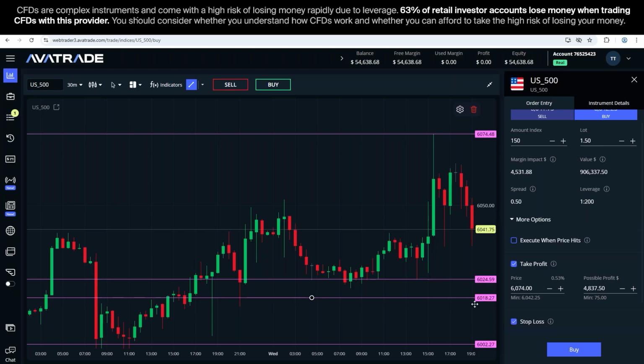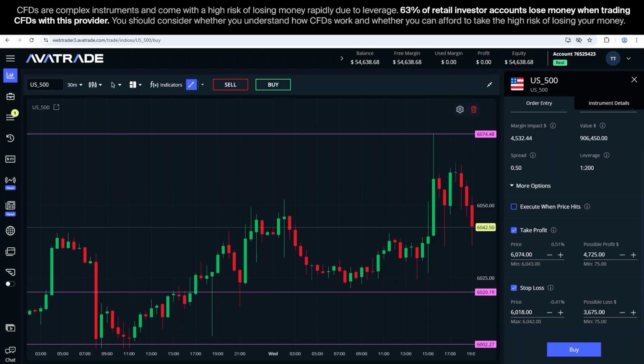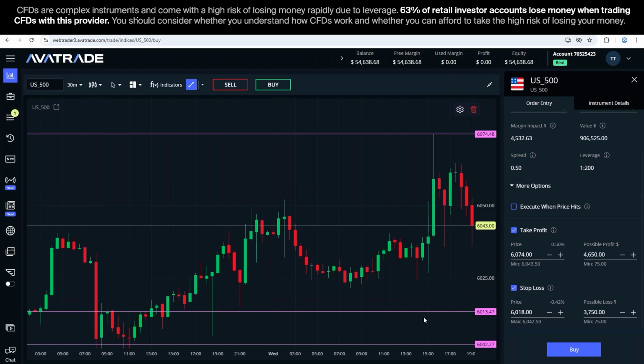So 6,018, 6,020, somewhere in that range for stop loss might make sense. Okay, and because it's dropped some while we were setting this up, since the first look that we took at the market price, we actually have a better ratio now, potential profit to risk. So I can slide this down below this entire support level until I see maybe a 1-to-1 ratio. So 6,020, 6,018, I could maybe get below this wick, 6,013.